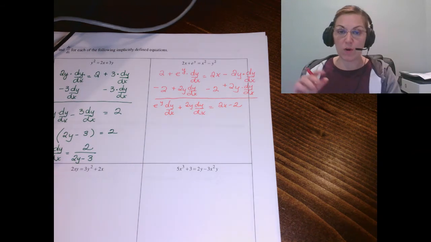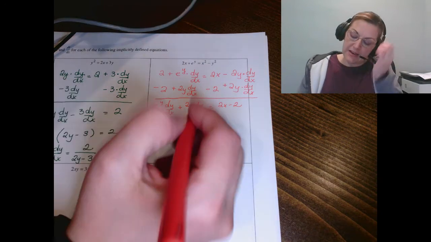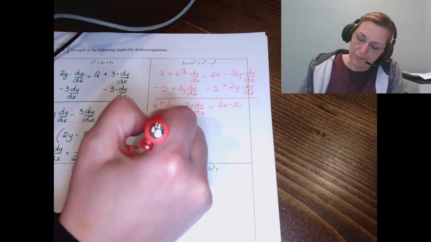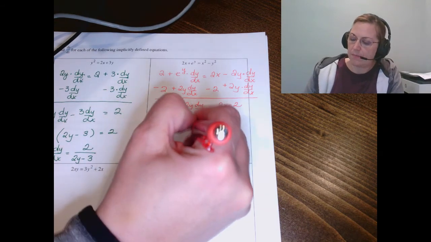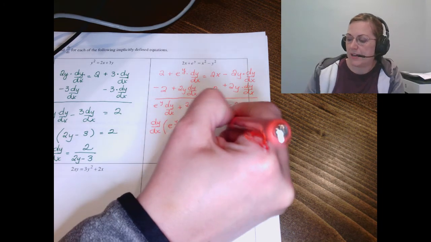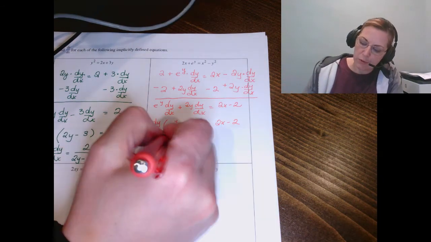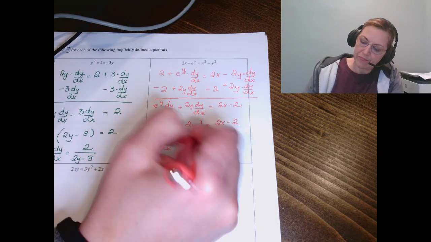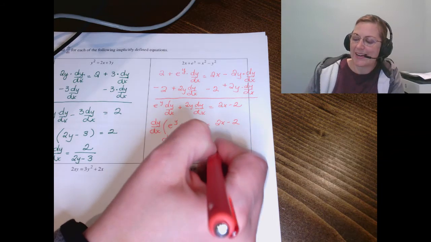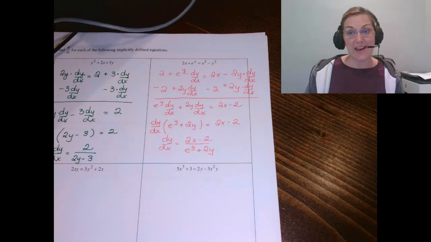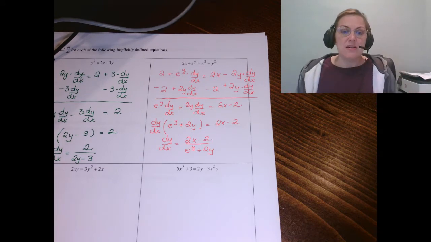Okay, remember our step from before? Once we've got all the dy dx's on one side, we're going to factor it out just like it were a GCF, a greatest common factor. And that gives me e to the y plus 2y equals 2x minus 2. And then we get to divide by that parentheses one more time. Now this one's super close to being able to cancel those 2's. I can't quite do it because that e to the y did not have a 2 with it. So I've got to leave it like this.